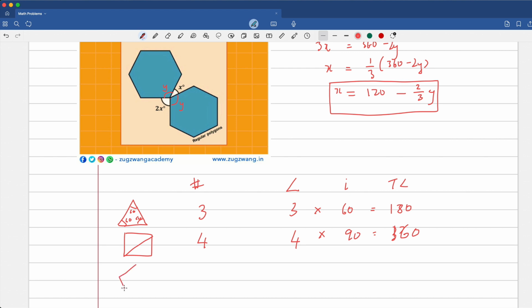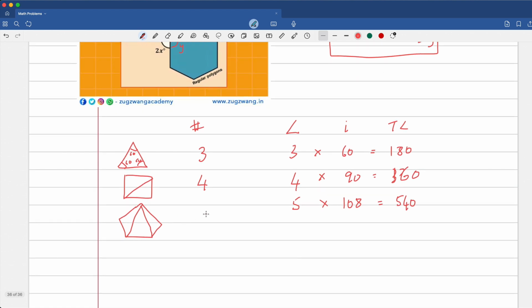The next figure that I have is a pentagon. In a pentagon, you can divide it into 3 triangles, and therefore it has to be 3 times 180, which is 540. And you know that there are 5 angles. So what should be the measure of each one of these? You would realize that it's 108. So 5 times 100 is 500, 5 times 8 is 40, together is 540.